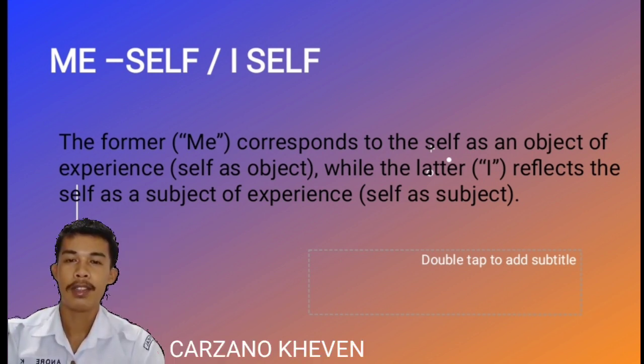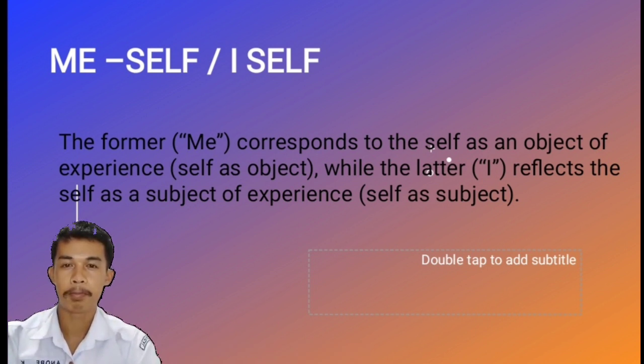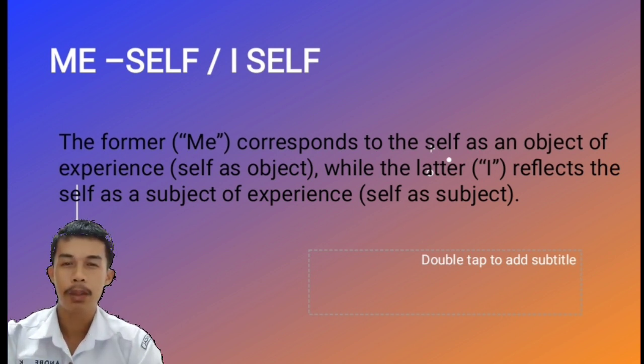Me, self, I self. The former, me, corresponds to self as an object of experience, self as object, while the latter, I, reflects self as subject of experience. Example: It's me who reported the various perspectives of psychology. I reported the various perspectives of psychology.